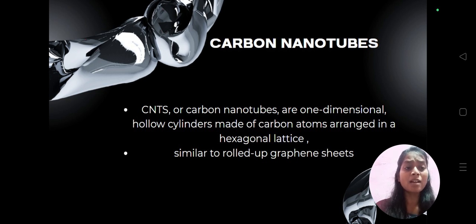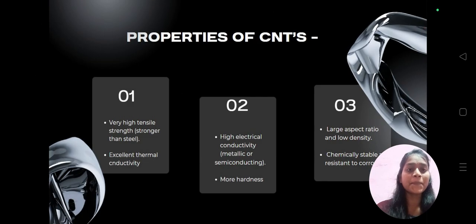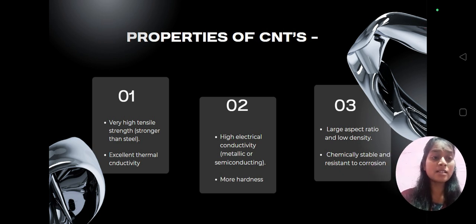Carbon nanotubes are one-dimensional hollow cylinders made of carbon atoms arranged in a hexagonal lattice. They are similar to rolled up graphene sheets. And there are some properties of carbon nanotubes. The first one is very high tensile strength, stronger than steel, and excellent thermal conductivity and high electrical conductivity, metallic or semiconducting. They have more hardness, a large aspect ratio and low density, and are chemically stable and resistant to corrosion.